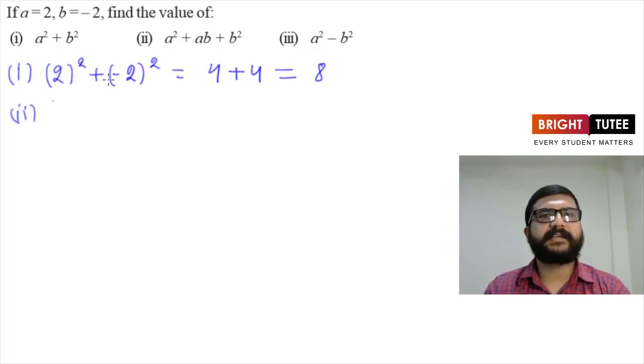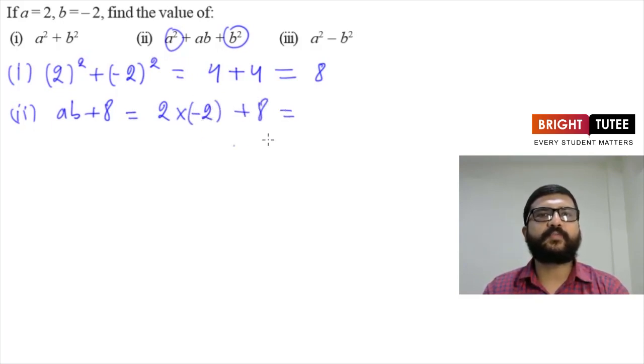Now the next expression, it is a square plus b square plus ab. Now value of a square plus b square we already know, it is 8. So this will become ab plus 8. Now let's put the value of a and b here. So a is 2, so this becomes 2 into minus 2 as b is minus 2. Then we'll have plus 8. Now 2 into minus 2, it is minus 4 plus 8. Now 8 minus 4 or minus 4 plus 8, it is 4.